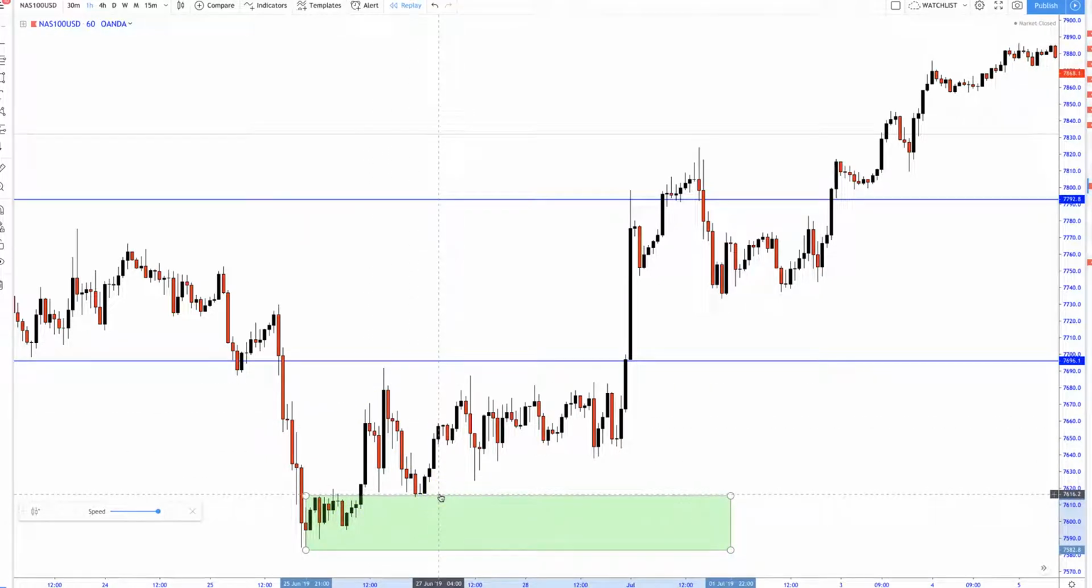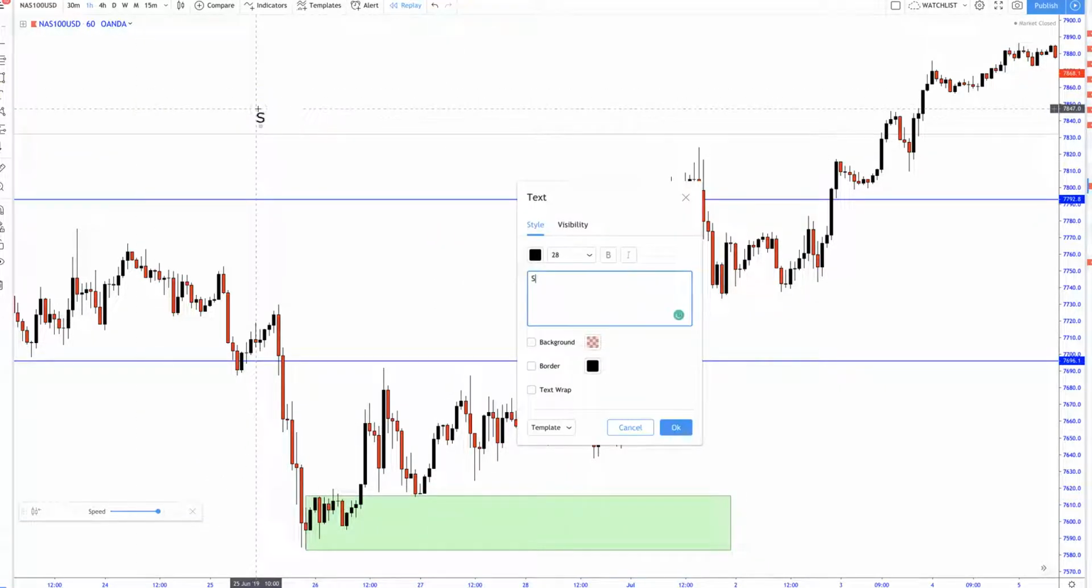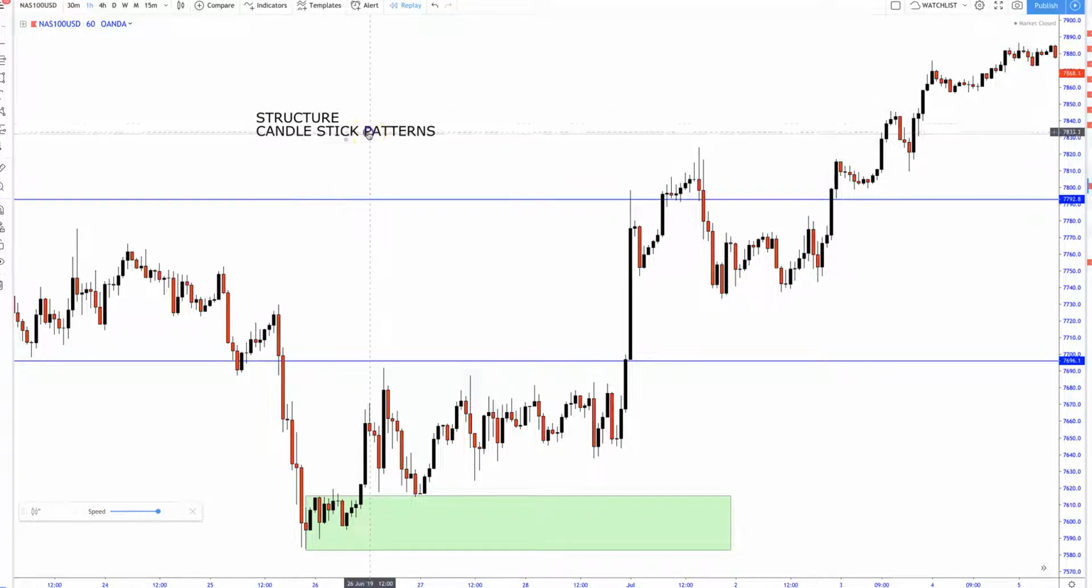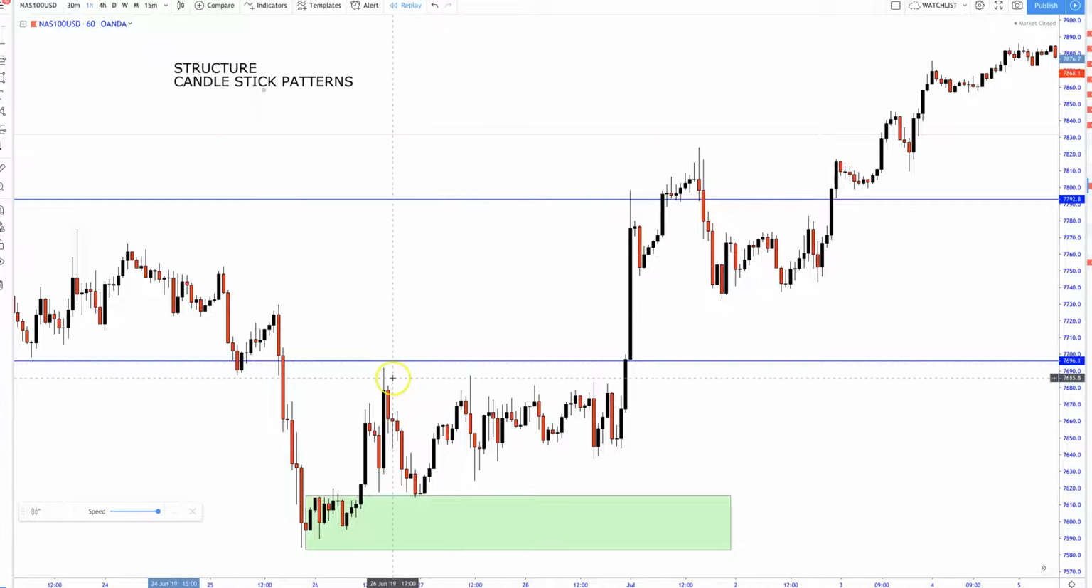Besides the rule of OHLC candle on the monthly, I want you guys to always pay attention to these two things as well. Structure. Candlestick patterns, right? That's a must. You need to understand how to read your candlesticks, because if you can pick up on spinning tops, you know that's a reversal sign. You pick up on morning stars, you know that's a buy. Evening stars, sell, right? So let's go back up here.